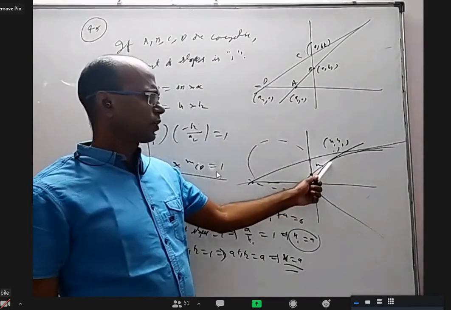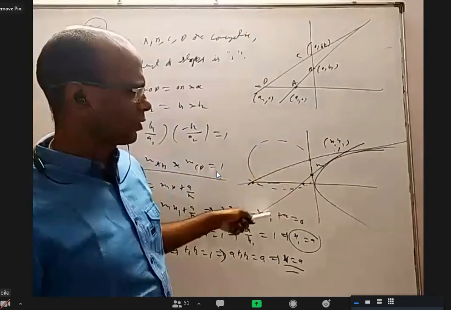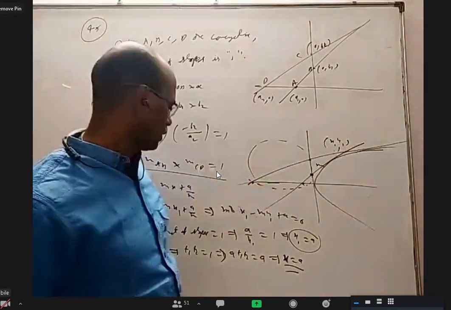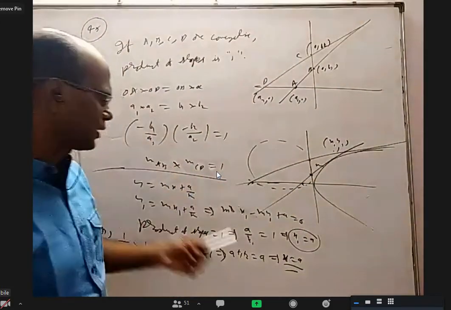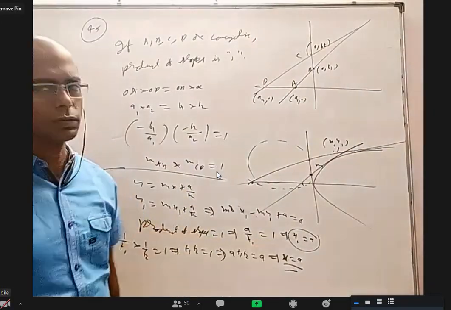If I take this point of contact T1, this point of contact T2, this slope is 1 by T1, this slope is 1 by T2, and the product of the slopes is 1, and I get T1 T2 is 1, and the point of intersection, the x coordinate is a T1 T2, which is a, so x equal to a. Like that also you can do.